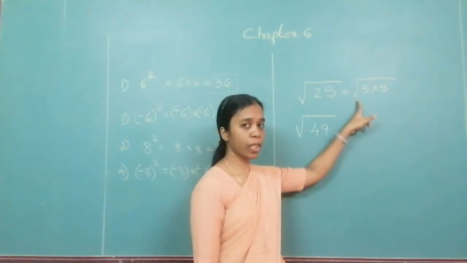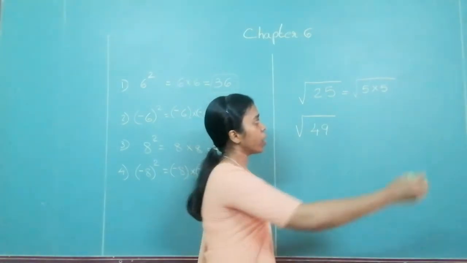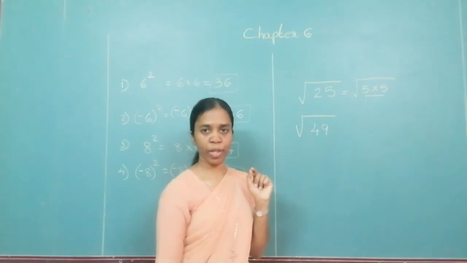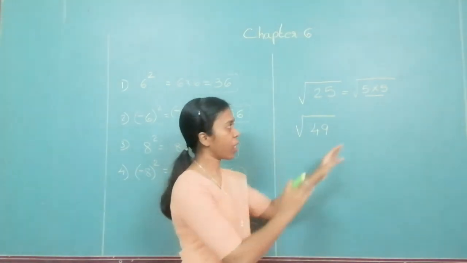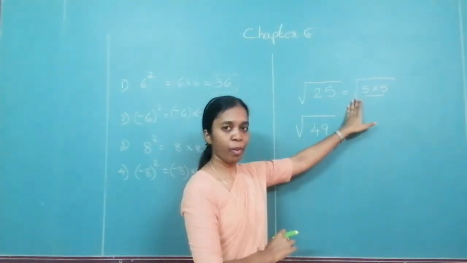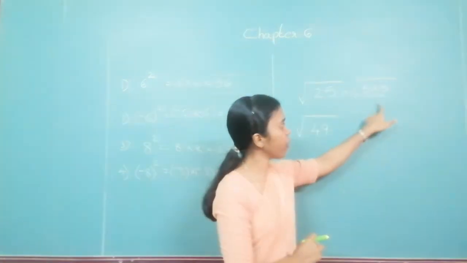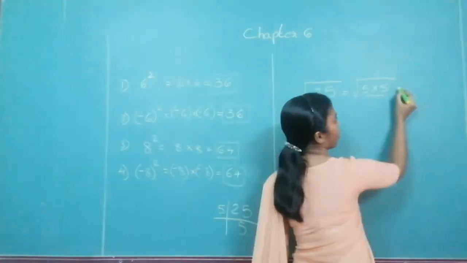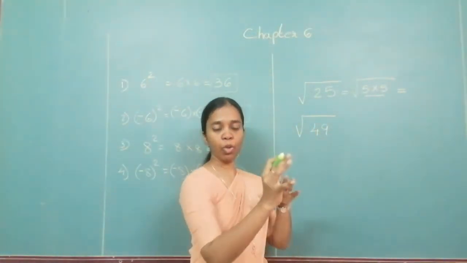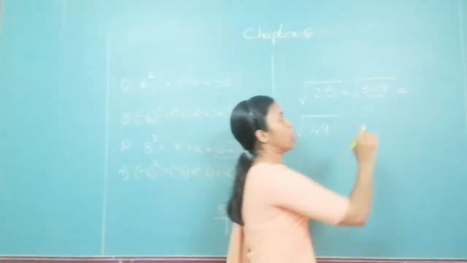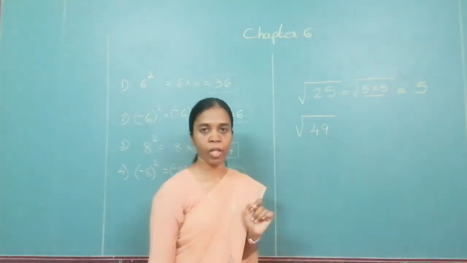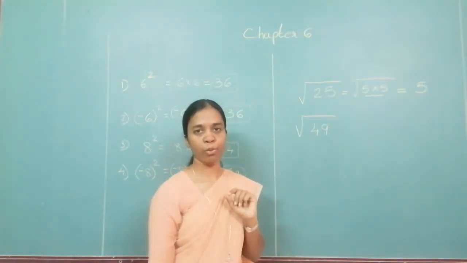Now, again this is in that square root sign. Then you separate them into pairs. This is one pair, 5 into 5. When you take it out from this symbol, only one digit comes out. That is, one number from each pair comes out of the square root sign. So the answer, I will get it as 5.